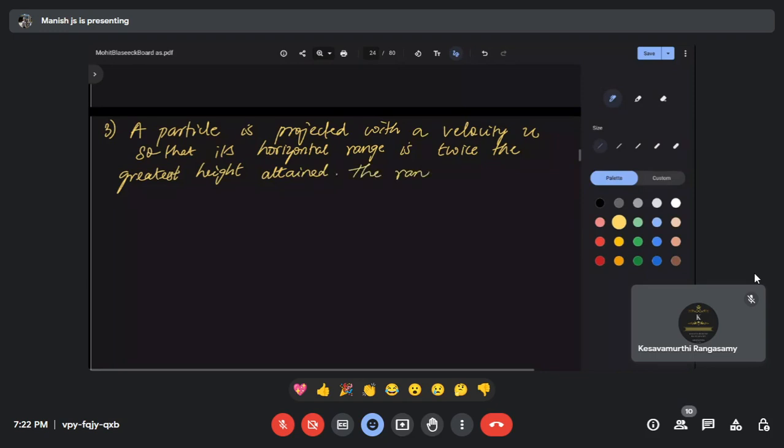The range is. So we have options here. A is u square upon g. B is 2u square upon 3g. C is 4u square upon pi g. D is none of these. Sir, u square upon g. No, it is not u square upon g.